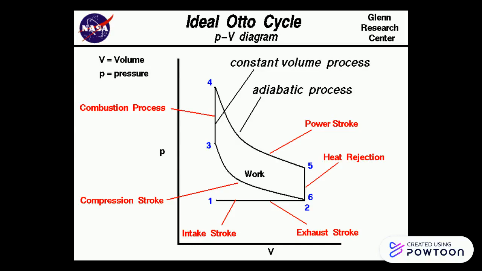Number 3. The heat is released and the temperature increases, so does the pressure. Number 4. The piston is driven to the crankshaft. Number 5. The exhaust valve is opened and residual heat is let out. Number 6. The piston moves back to the cylinder.